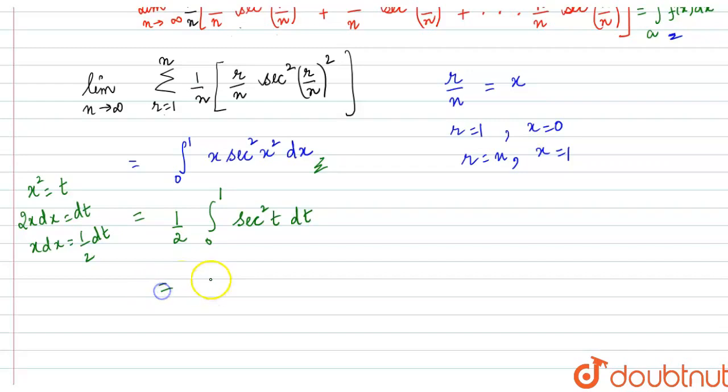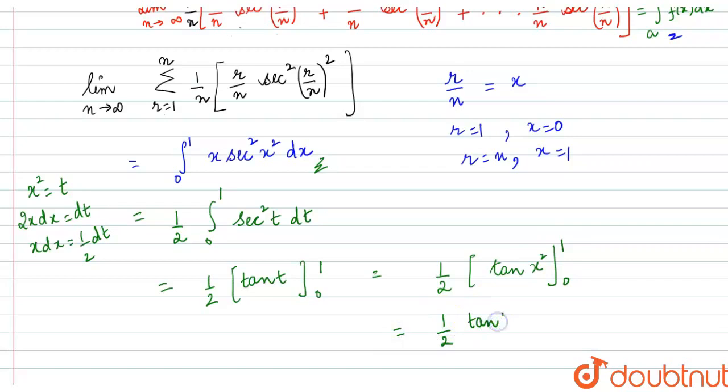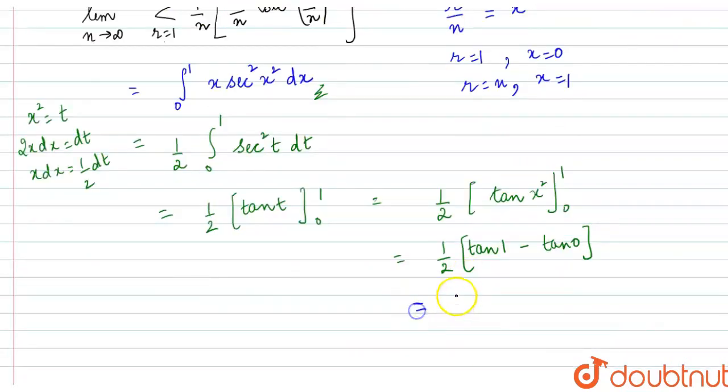Now see, the integration of secant square t is tangent t, from 0 to 1. Now let me put back the value of whatever t was. It is tangent x square, and we have 0 to 1. So this becomes half times tangent 1 minus tangent 0. So the answer will be half tangent 1.